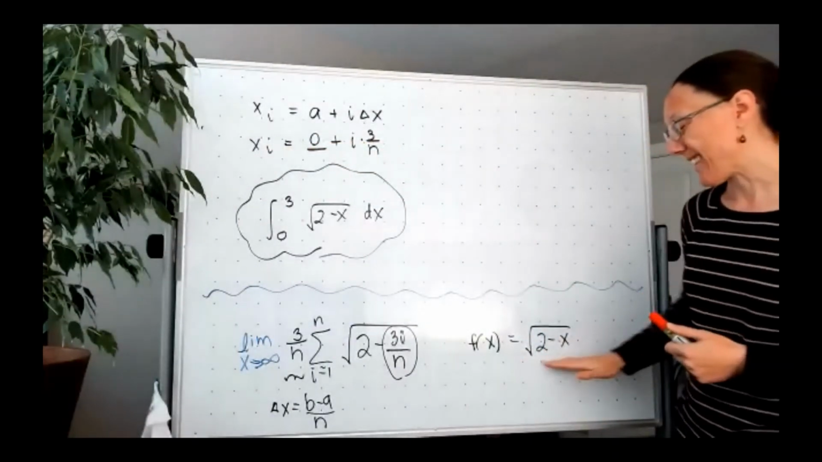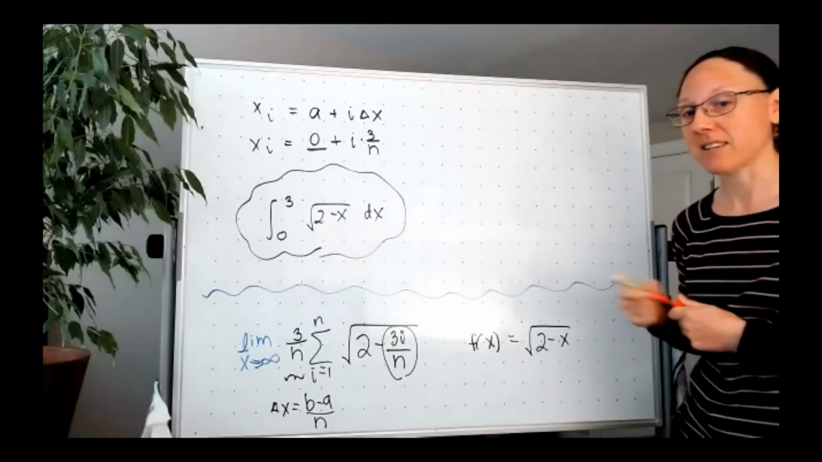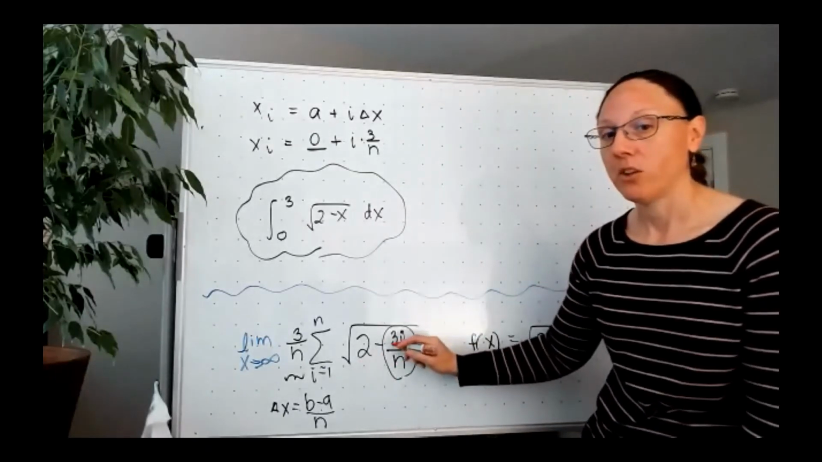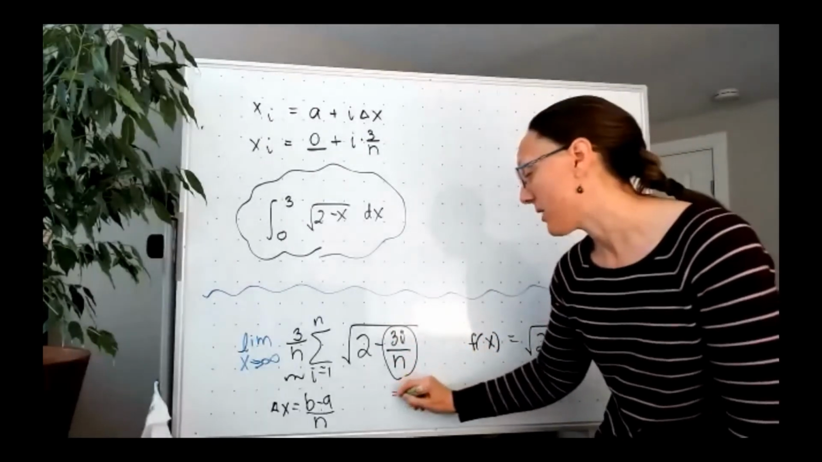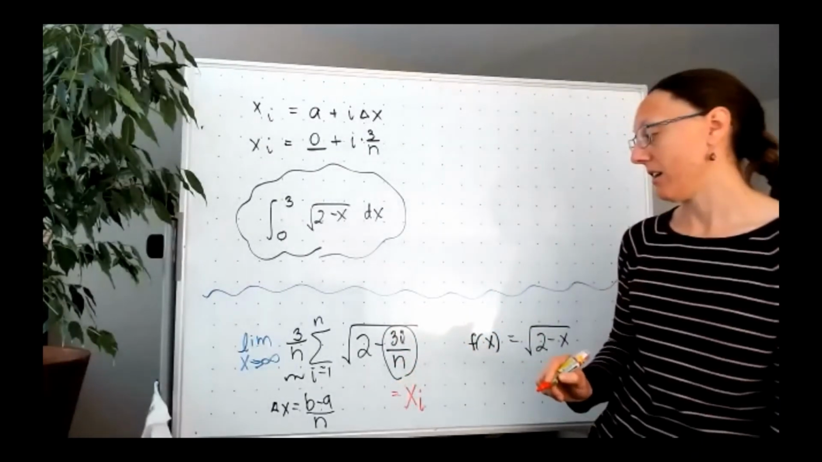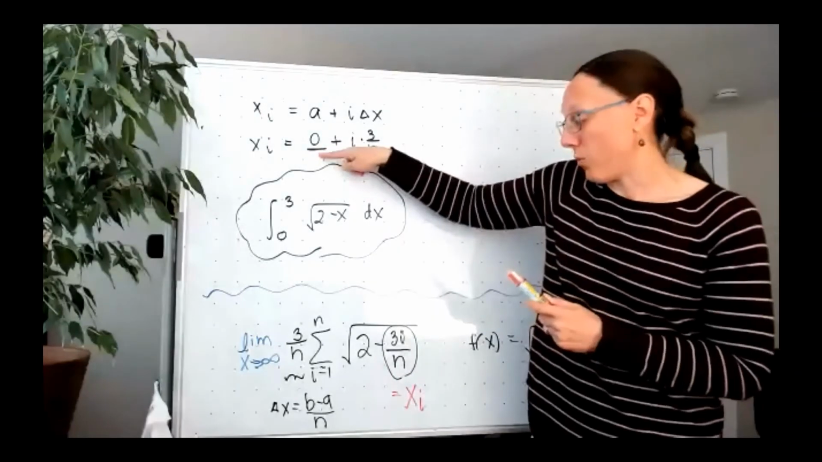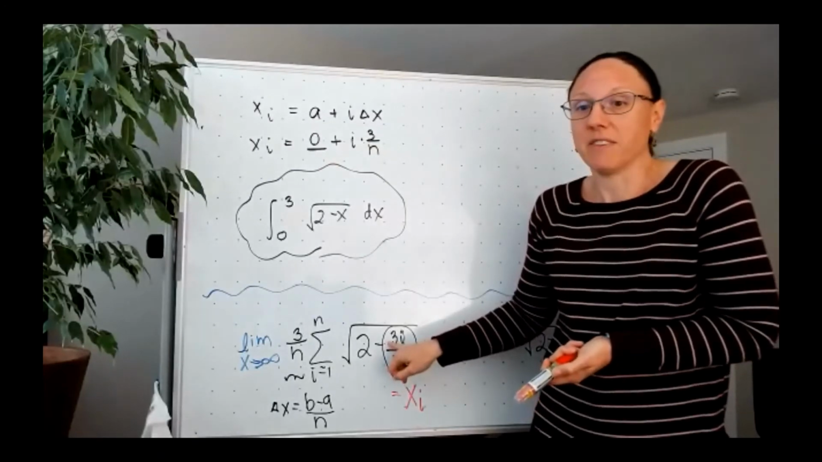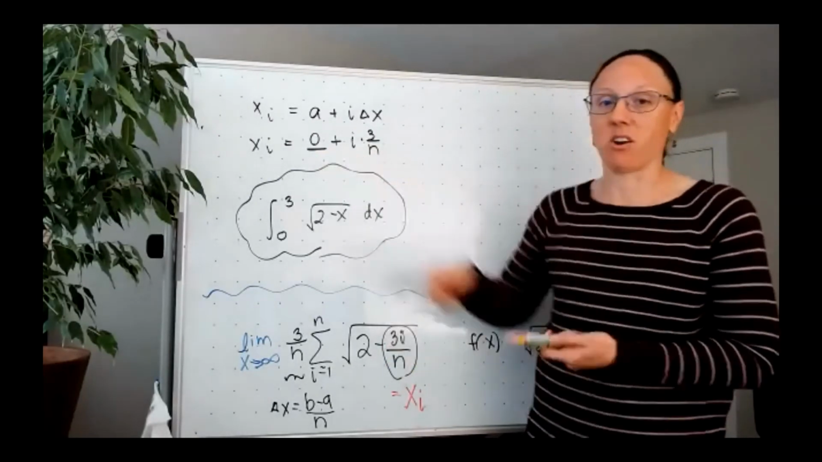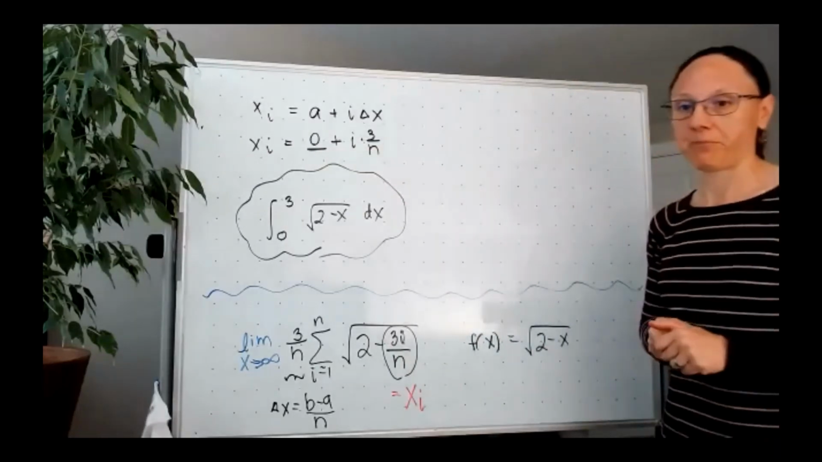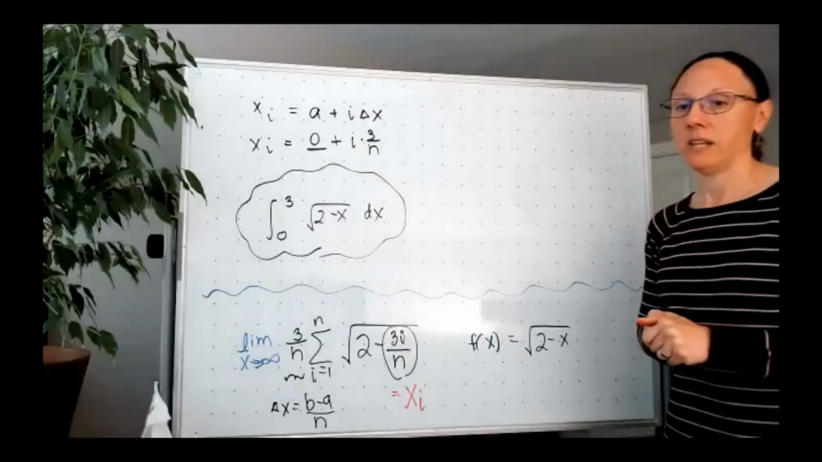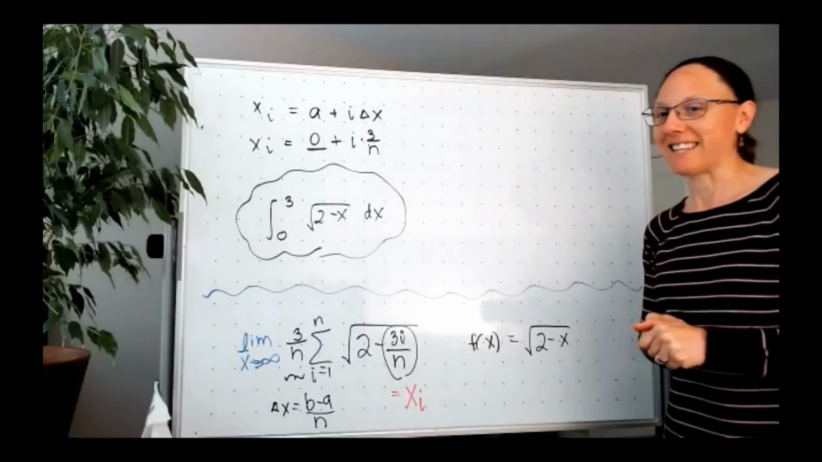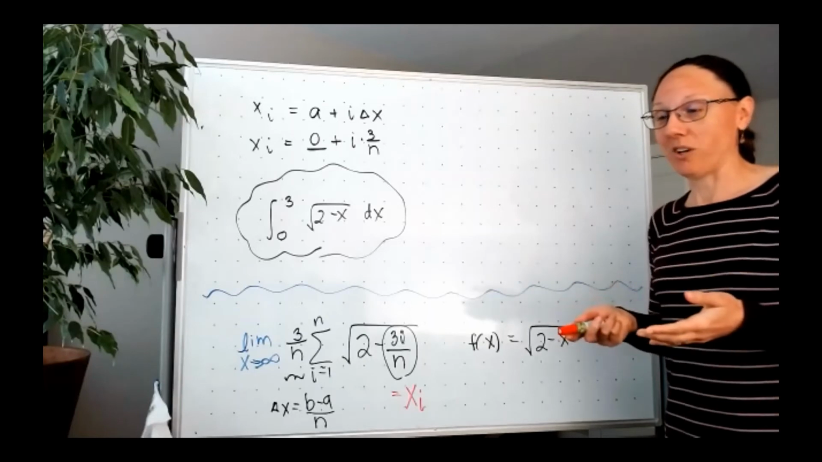So once I decide that the function is 2 minus x, then looking at what we have in our summation notation, 3i over n has to be equal to my x sub i. There isn't another number here, so the invisible number there is going to have to be a 0. I don't know if that's helping. We can do another example.